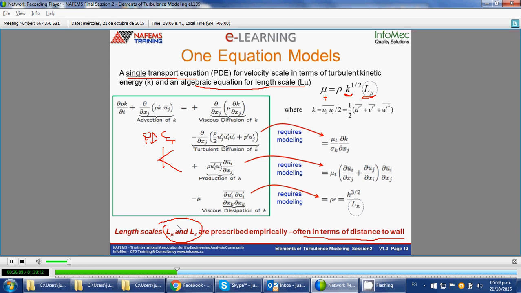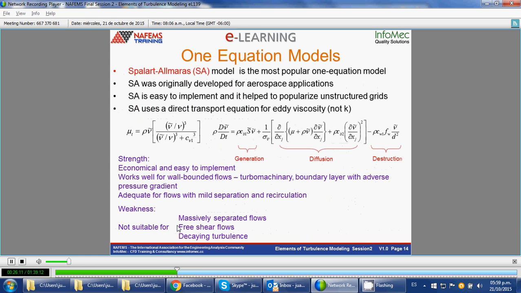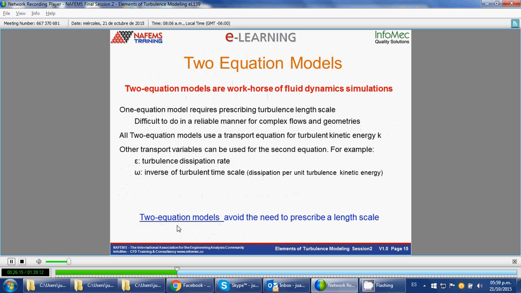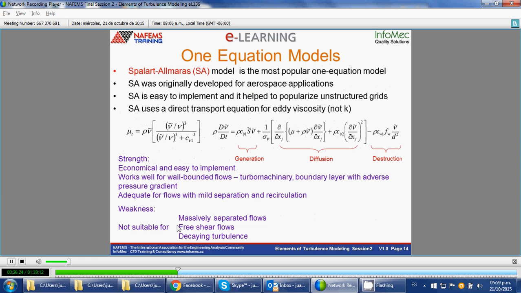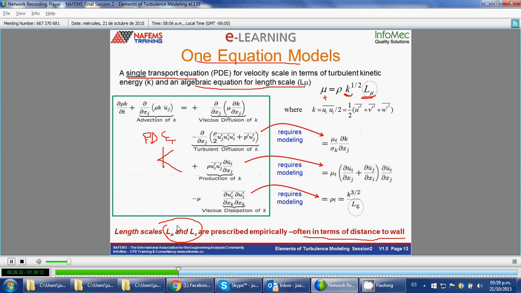So people came up with two equation models, and they said one equation for K and one equation for epsilon. But before I go to a two equation model, let me give you one more of these one equation models. This is a little different from the one I just showed you.